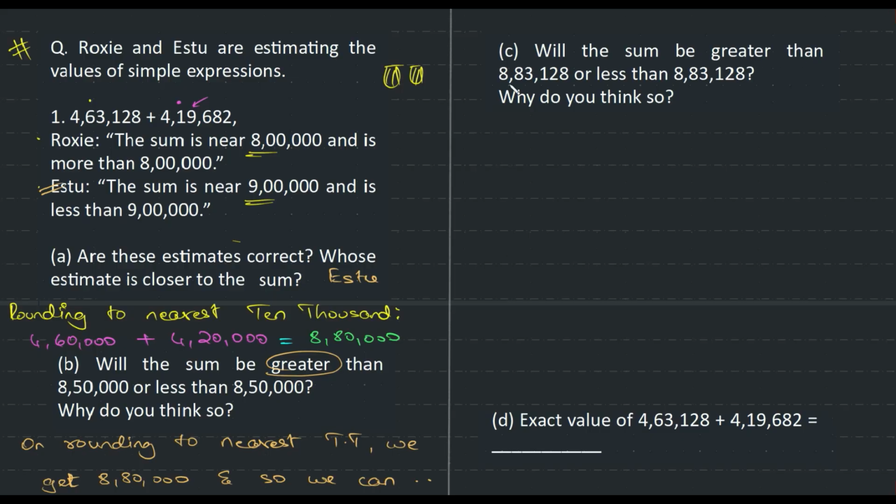Will the sum be greater than 8,83,000? Okay. Let me round it off to nearest. So for this, since it's a very particular value, I'm taking a bit more approximation, rounding it off to nearest 1,000. Or even 100 would have been okay, but let me stick to 1,000. It's much easier to add, right? So rounding to nearest 1,000, guys.